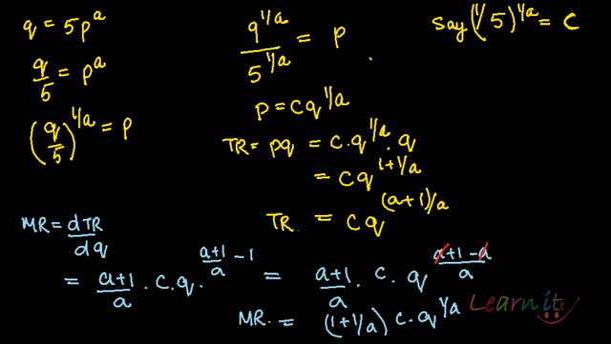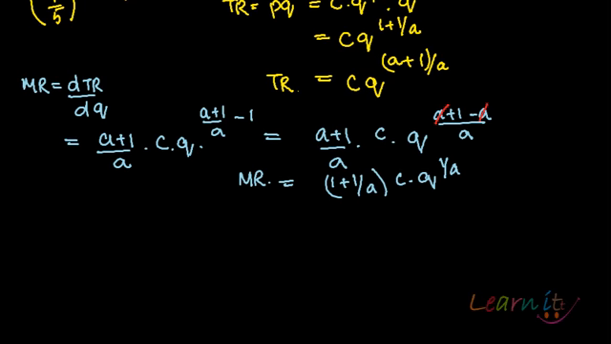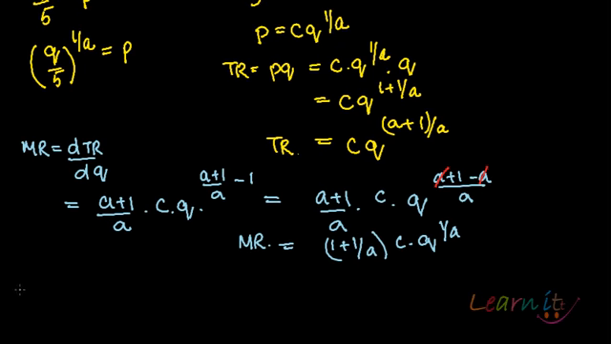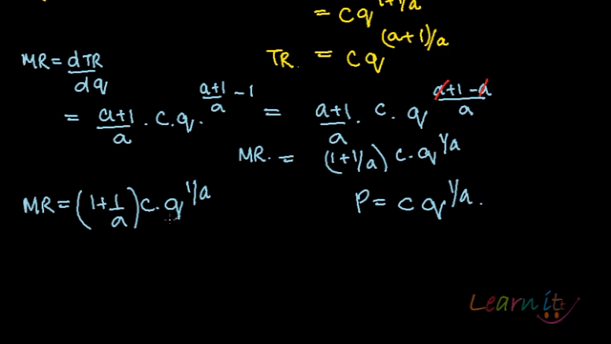Okay, now this is your marginal revenue function. I'll just write it more properly for you guys. MR is 1 plus 1 upon a into c into q to the power 1 upon a. P is c q to the power 1 upon a. This is your demand function. This is your MR function. Fine. Now, you can take up different values of elasticity.